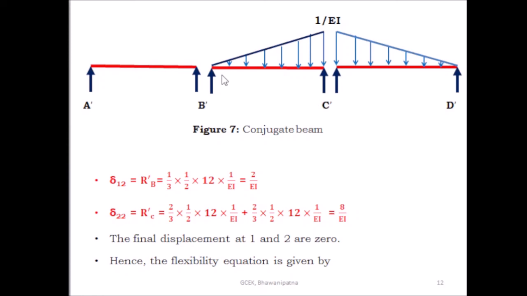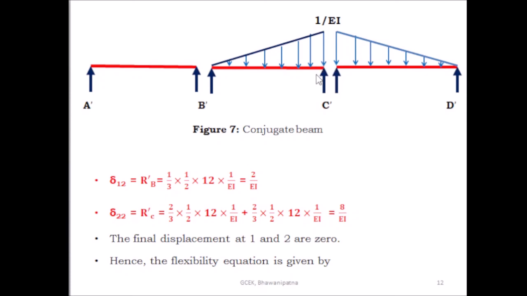Similarly, here you have to find out delta 1 2 and delta 2 2. Due to the unit force at coordinate 2, you have to find out the displacement at coordinate 1 and the displacement at coordinate 2. So the displacement at coordinate 1 due to the unit force at coordinate 2 is delta 1 2. Similarly, the displacement at 2 due to the unit force at coordinate 2 is delta 2 2. Similarly, you can find out delta 1 2. So you have to find out the reaction here from this one. R B dash is equal to 1 by 3 into 1 by 2 into 12 into 1 by EI. This is equal to 2 by EI.